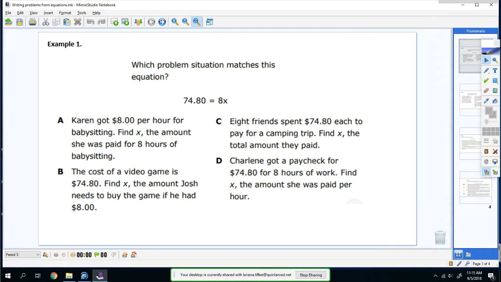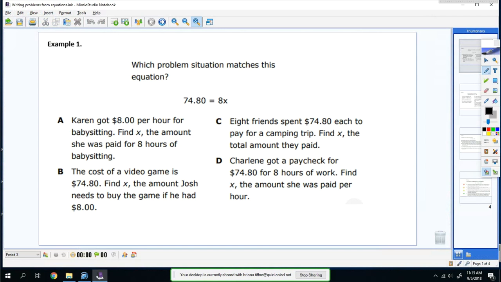Okay, so yesterday y'all wrote equations from word problems. So what we're going to do today is actually write word problems from equations. The first problem we have is: which problem situation matches the equation 74.80 is equal to 8x? The way you would approach this problem is you read through the answer choices and then you figure out which one is the correct equation.